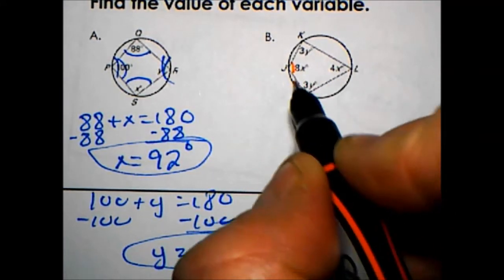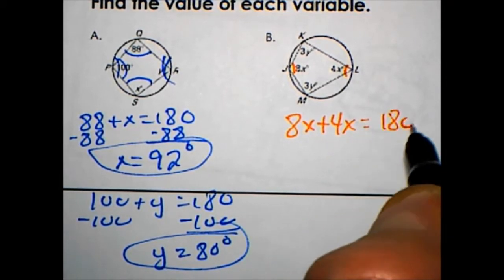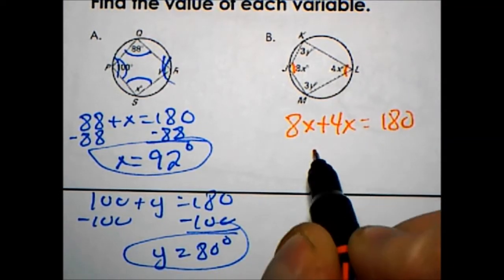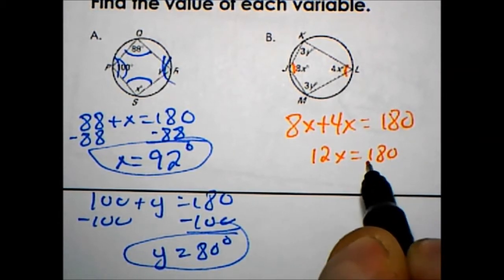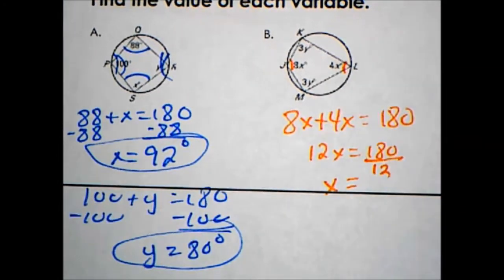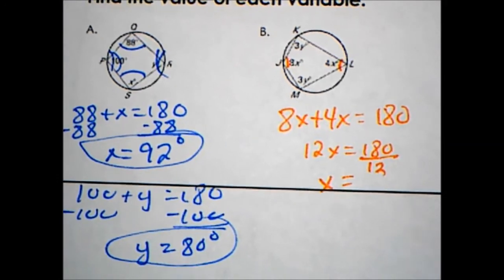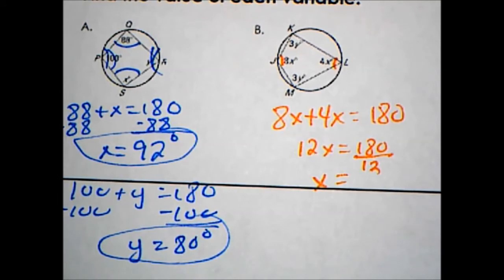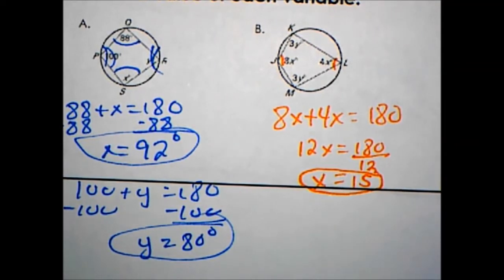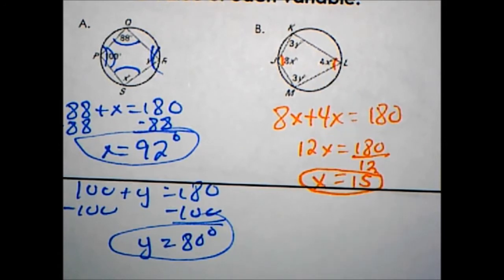I'm going to do the x's first. I have 8x and 4x. I'm going to add those two things together, but they're still going to equal 180 degrees. That's 12x equals 180. Divide by 12, and what is that? How much is that? Oh, that's 15. So x on this problem is 15. Now, I did not put a degree on there because the x is not independent. It's got a coefficient with it.